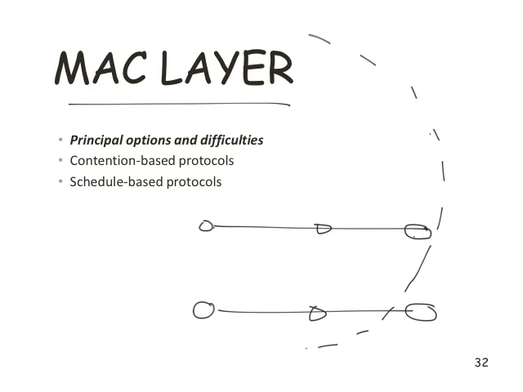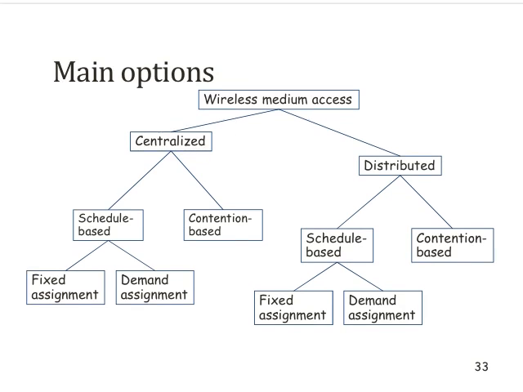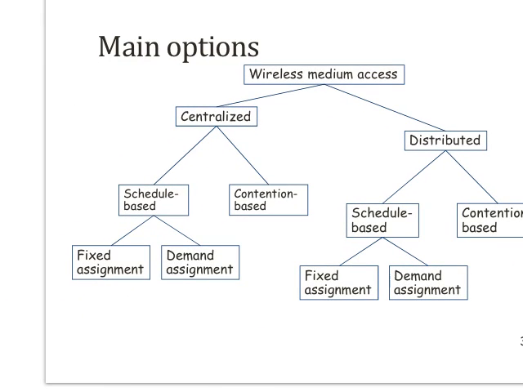So the way we organize the access to the medium can be categorized. What is the difference between centralized contention-based and distributed contention-based? As I said, centralized contention-based. For any type of network, any control access to the medium can be categorized in these categories.